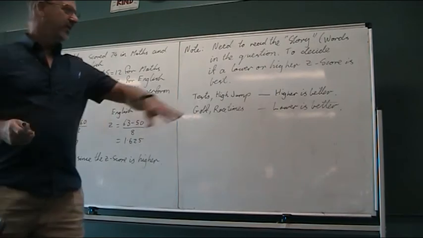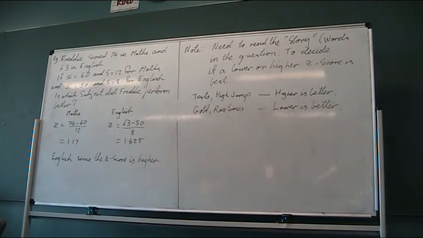Alright, so in the story and the words you just need to think about what it is they're talking about, what's preferable. Do we want the score to be big or do we want it to be small? Golf, we want a small number of strokes. Running races, we want a shorter time. So anything like that, lower is better. Anything like high jump, you want to jump higher. Throwing the discus, you want to throw longer. So anything where you want a big number, higher is better.